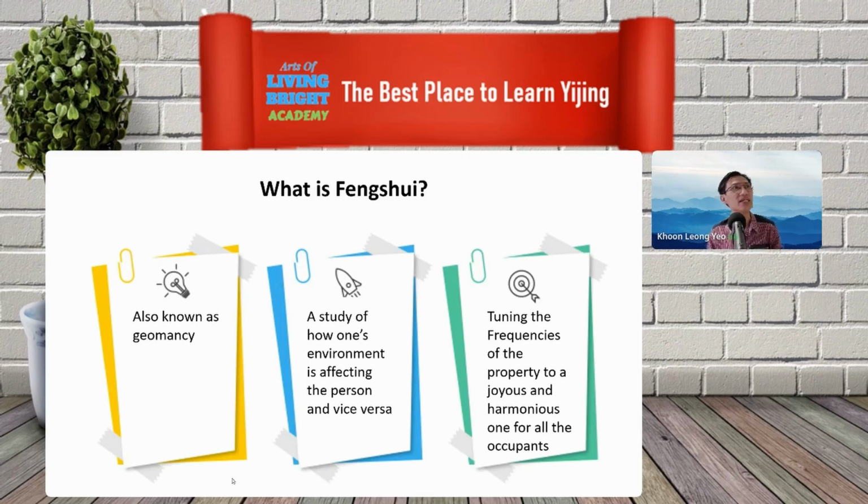Okay, so next, what is feng shui? What you're trying to do with feng shui is to tune the frequency of the property to a joyous and harmonious one for all the occupants. As for how to tune, besides using qi feng shui, we can also use form feng shui to tune.